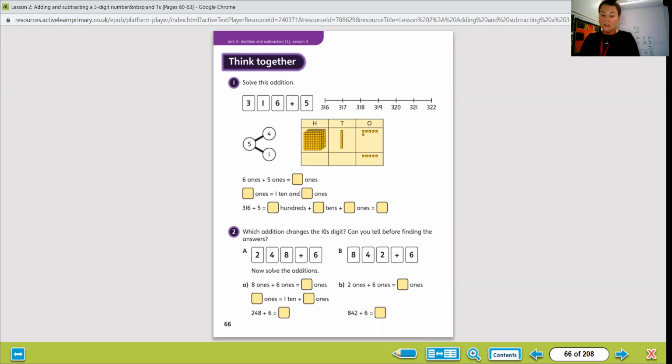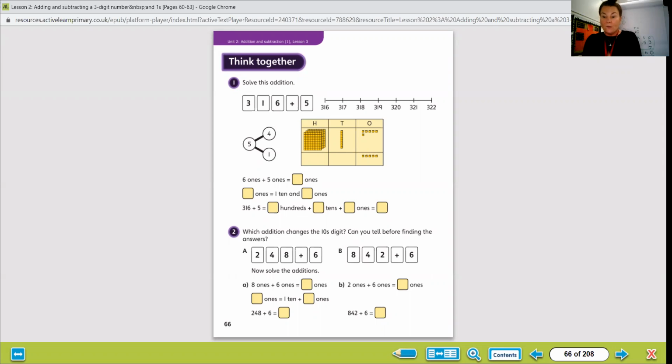Which addition changes the tens digit? Can you tell before finding the answer? So don't worry about the ones, don't worry about the hundreds, look at the tens. I can see that we've got 4 add 6, and the other one, 4 add 6. Okay, so let's have a look which one is going to change our tens column. Okay, so 6 add 4 is what? 10.